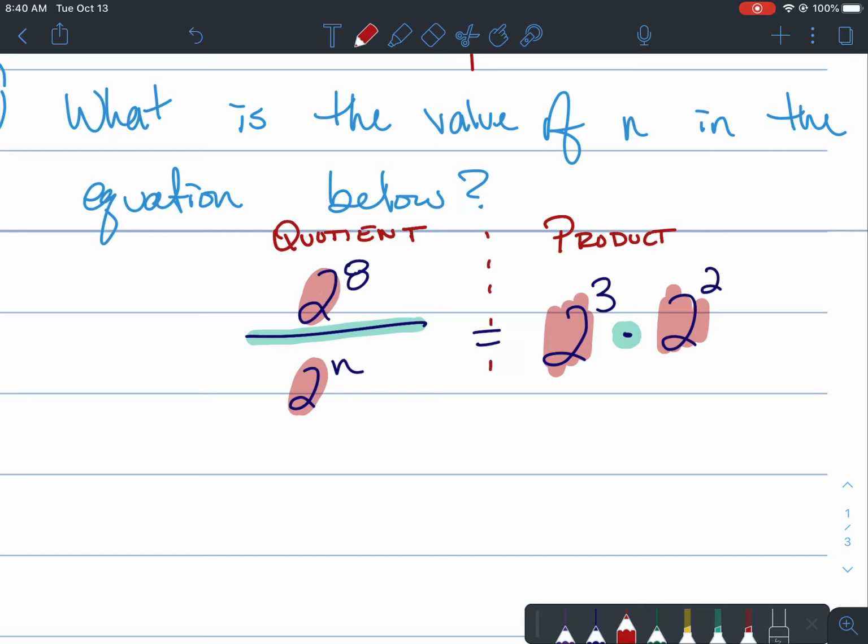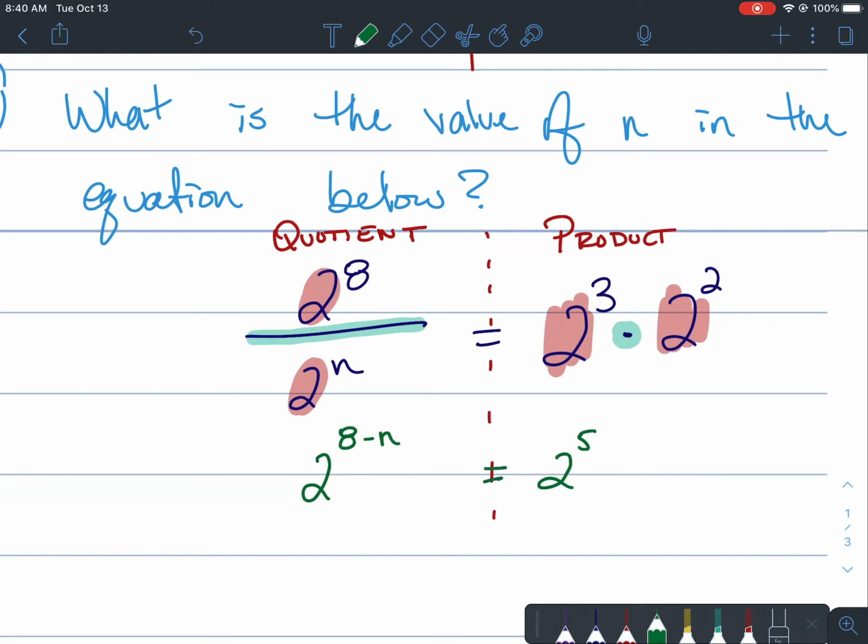Right? And we can kind of split it into two problems, and they're going to relate to each other. So let's go back to the left side. If it's the quotient rule, that means we can subtract the exponents. So 2 to the 8 minus n. We don't know what n is, but we can write it that way. For the product rule, we see we're multiplying and it's the same base. We can add our exponents, 3 plus 2, which is 5.